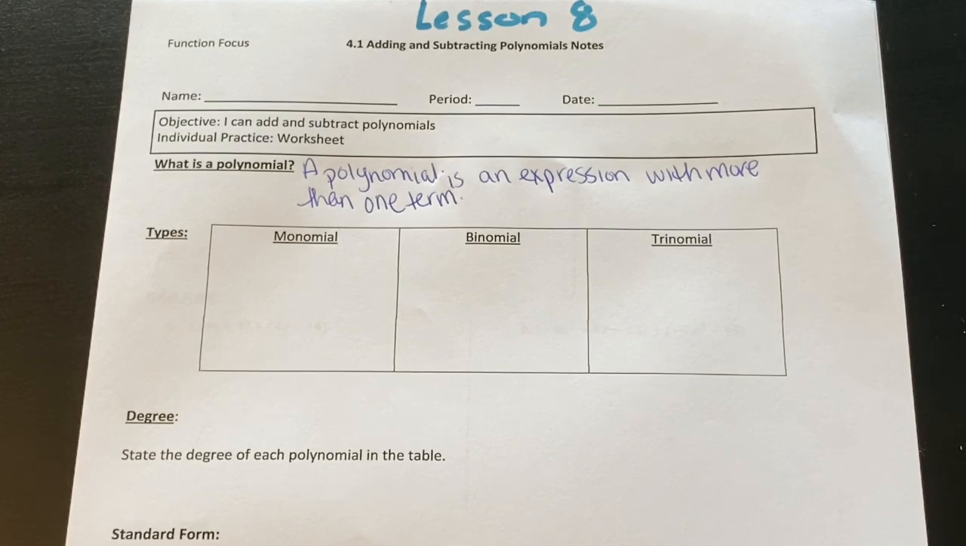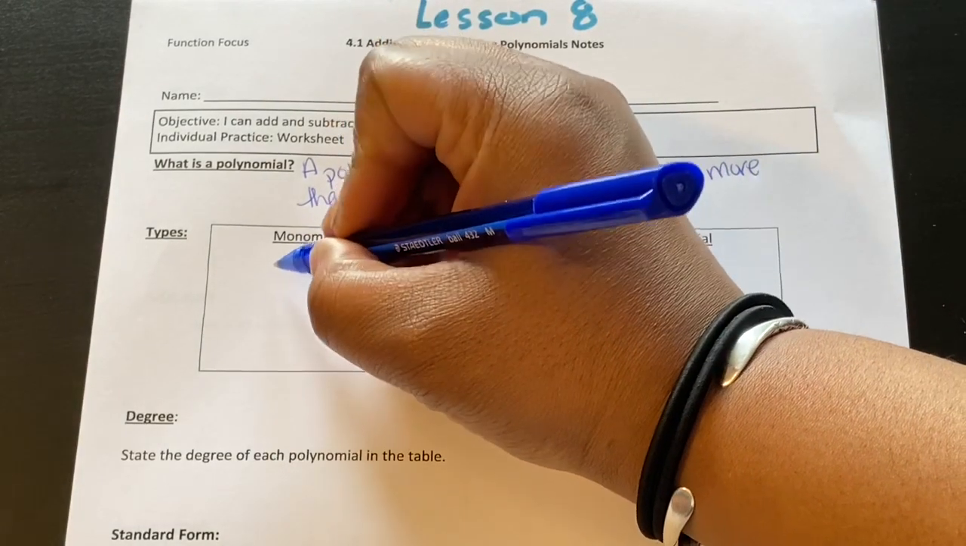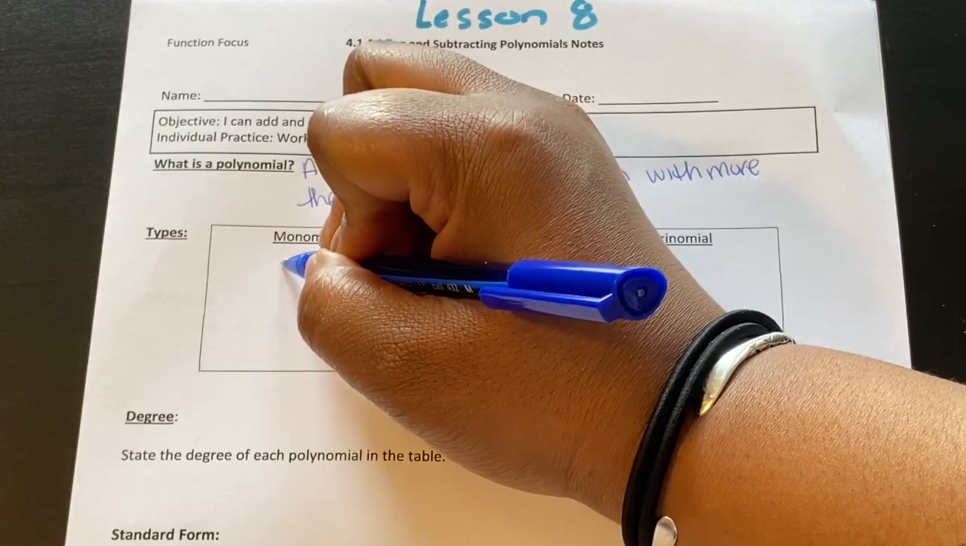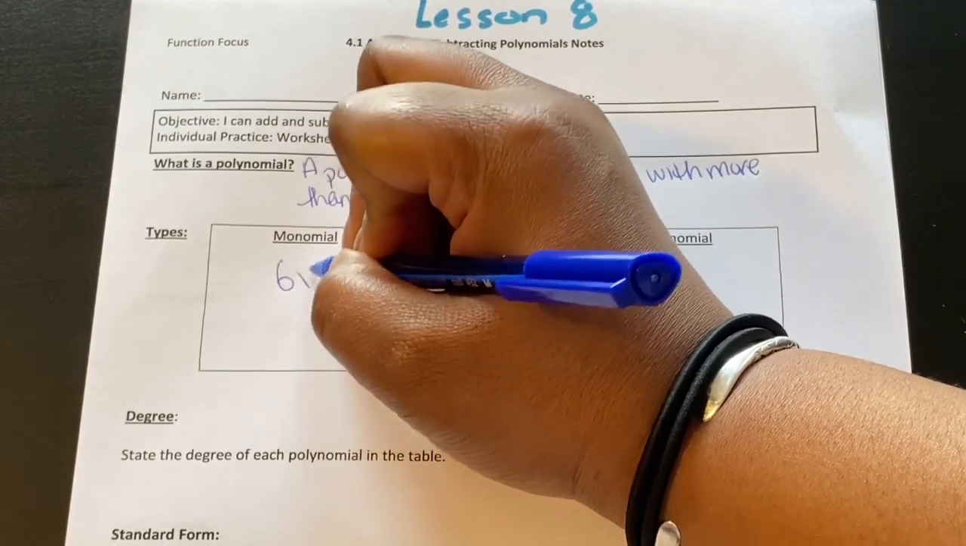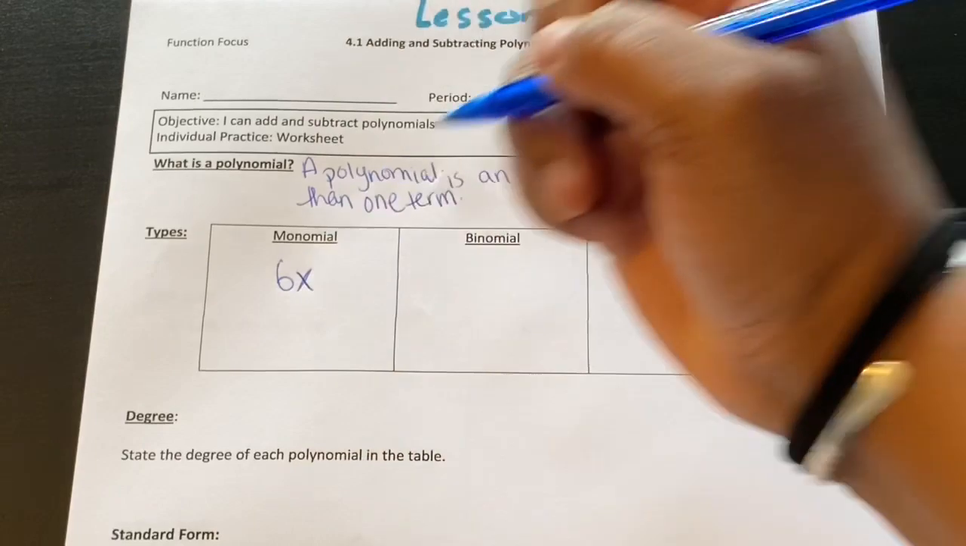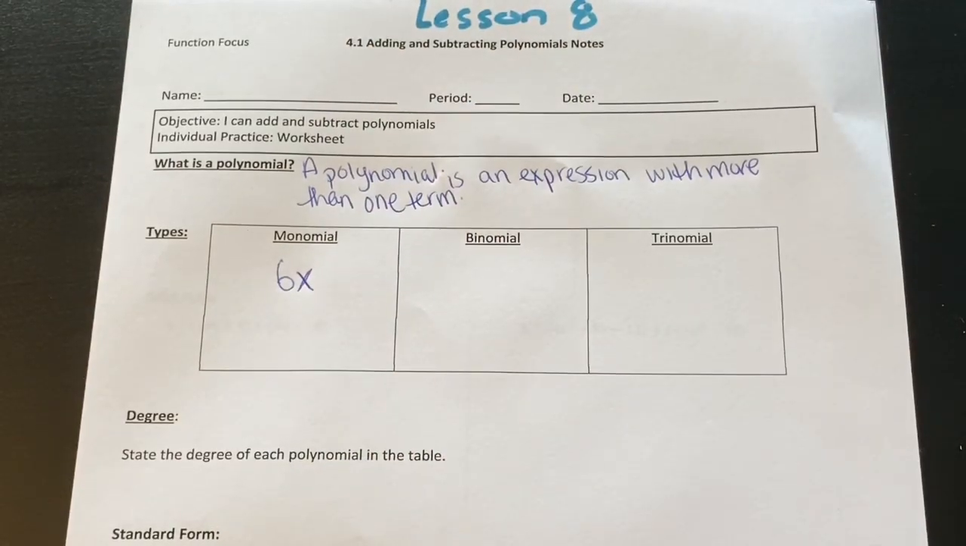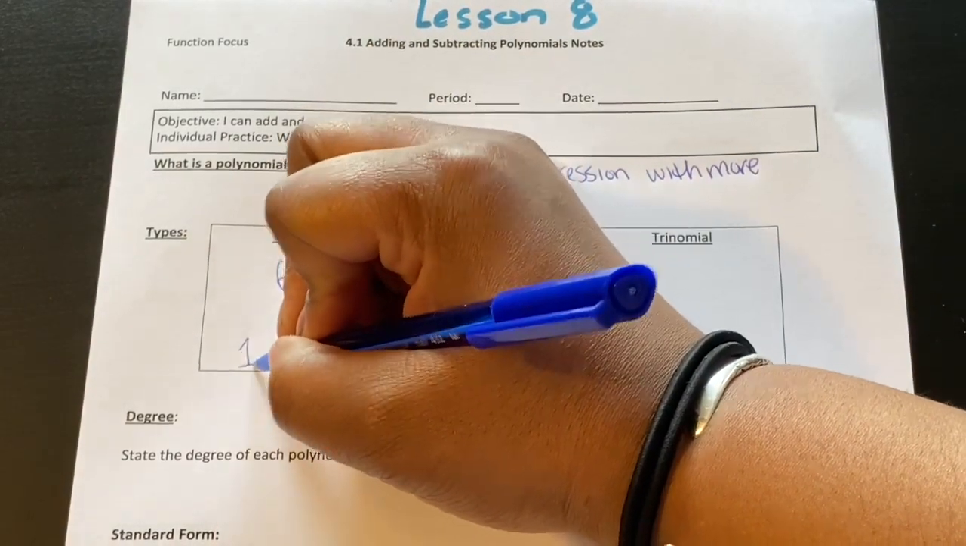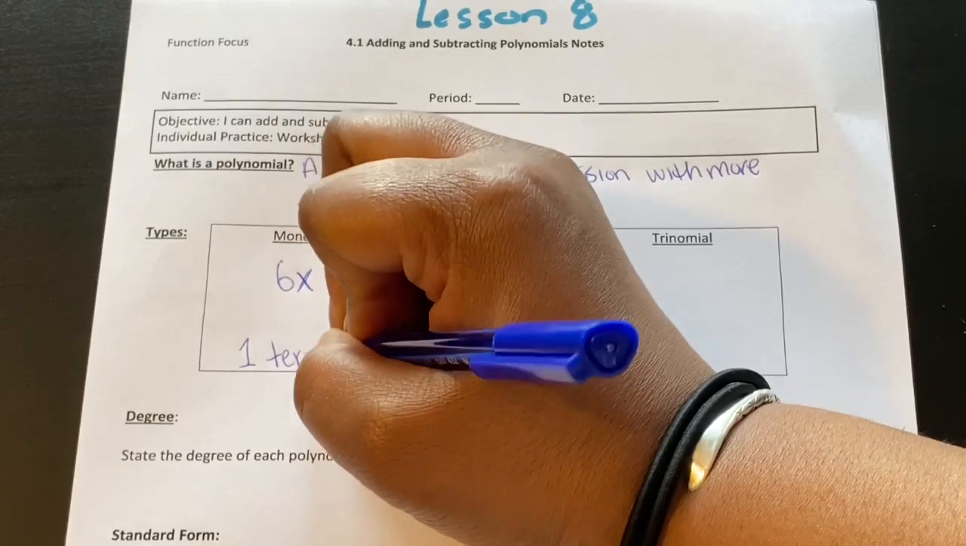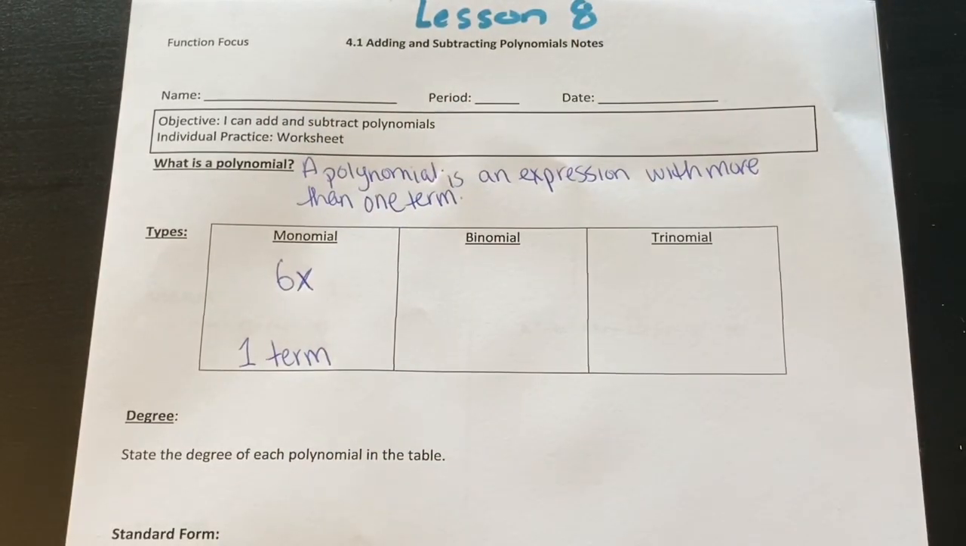Now, even though it is an expression with more than one term, there is a type of polynomial called a monomial. A monomial example would be 6x. Why is it a monomial? Because it only has one term. Think about the prefix mono, meaning one.